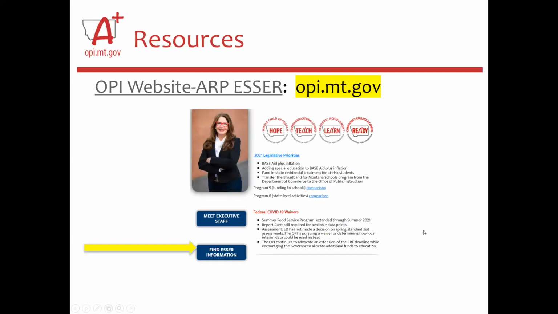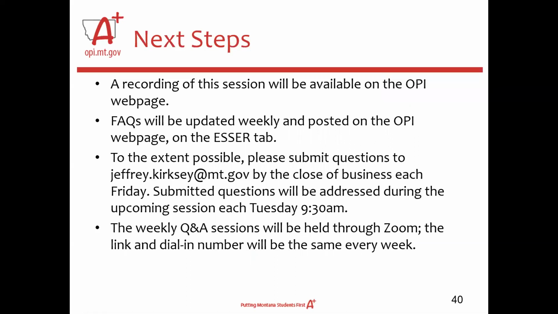Just a couple things I want to highlight here. We do have a lot of good resources available on the OPI website. If you go to opi.mt.gov and scroll down to two buttons below the superintendent's picture and click Find ESSER information, that will really connect you to a lot of very relevant information that can be helpful to you, including an up-to-date timeline of due dates and processes that you need to be aware of. We will also make a recording of this session available on the OPI webpage, and the FAQs will be updated weekly and posted to the OPI web page as well.